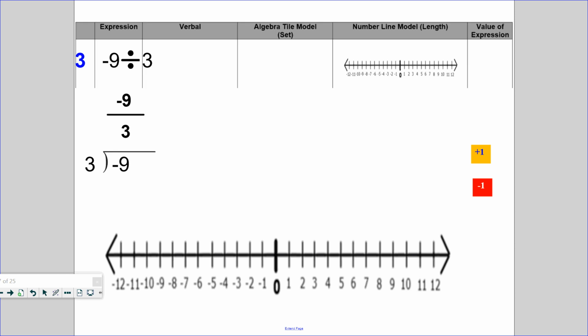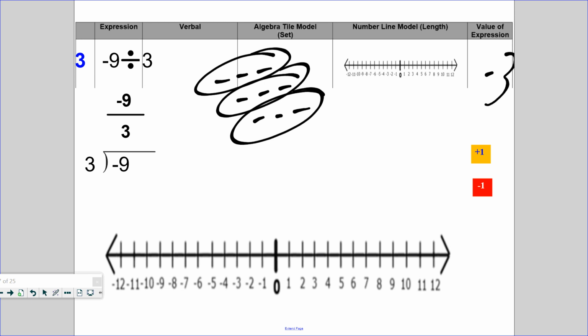Number 3, negative 9 divided into 3 groups. Negative 9 divided by 3 groups would be negative 3. How can I show it with a number line? Here's negative 9, from 0 to negative 9, divided into 3 groups. Each group has 3 negatives.